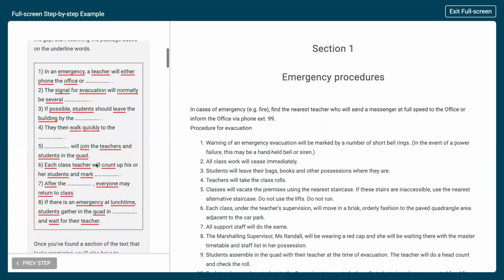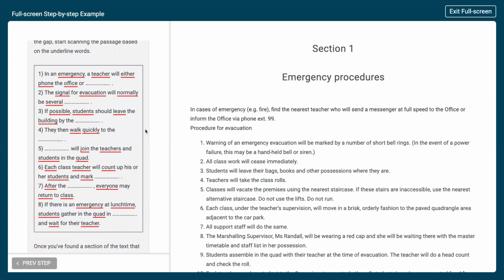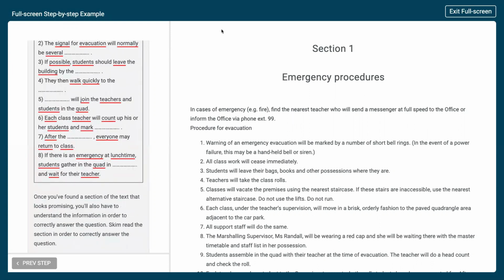So first, I'm going to look through the passage, find a promising area, and once we have found a section that looks promising, we'll have to skim read, okay? Because we have to understand the information in order to correctly answer the question. So we're going to do a mix of scanning and skimming, okay?